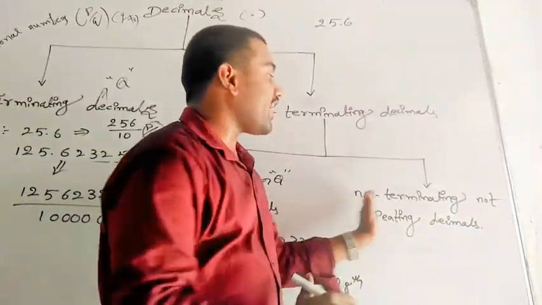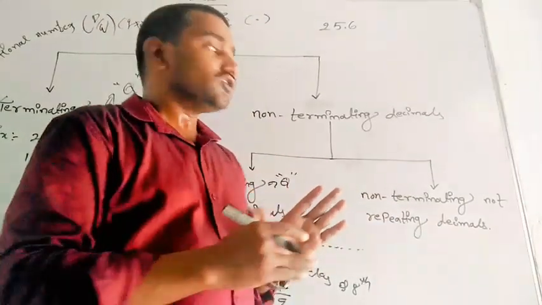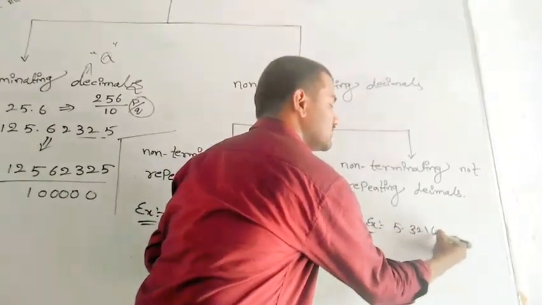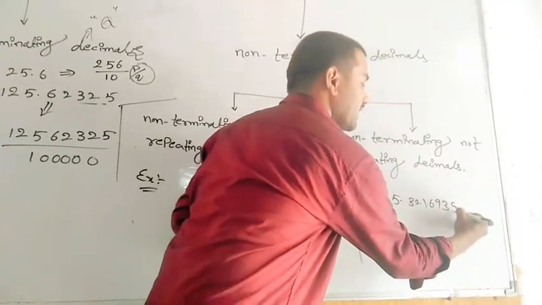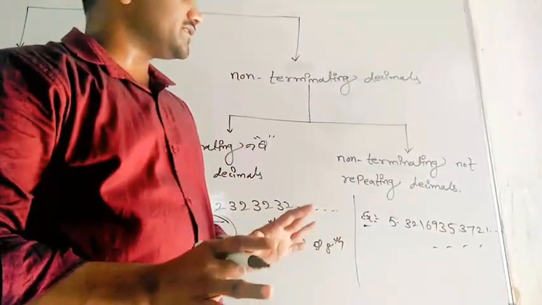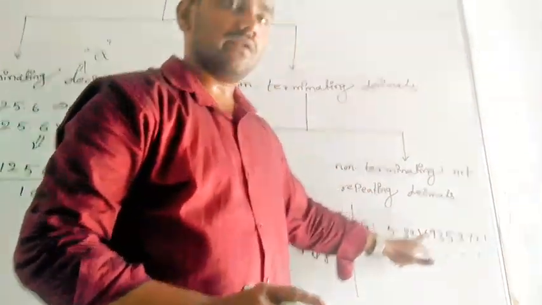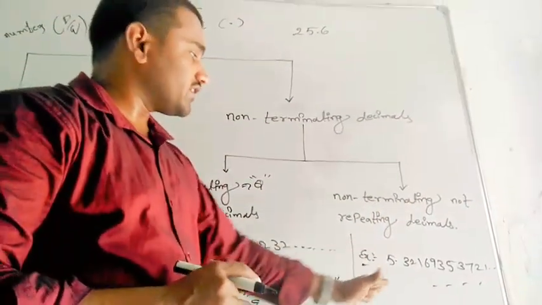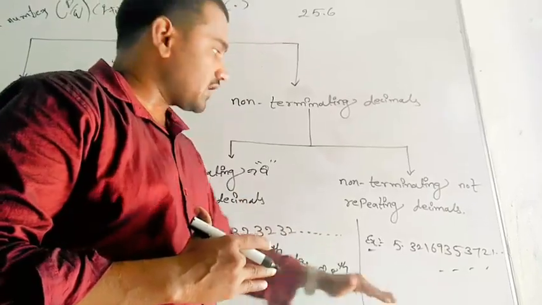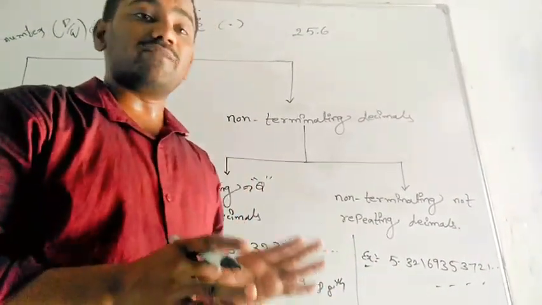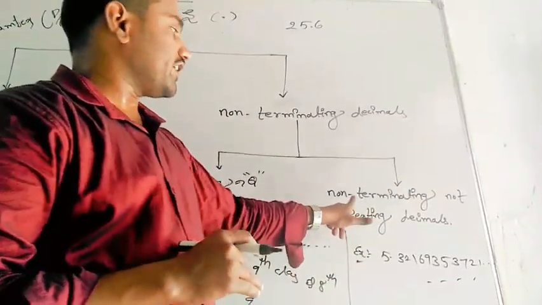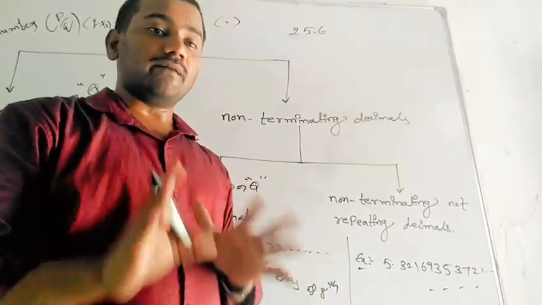Now the topic: non-terminating, non-repeating decimal numbers. For example, 5.32169 53721 and so on, an infinite number of times. What happens here? None of the digits are repeating. After the decimal point, all the digits are different and they are not repeating. These kinds of decimal numbers are known as non-terminating, non-repeating decimal numbers.